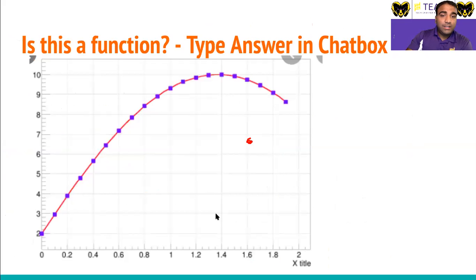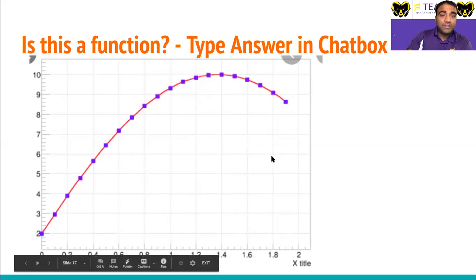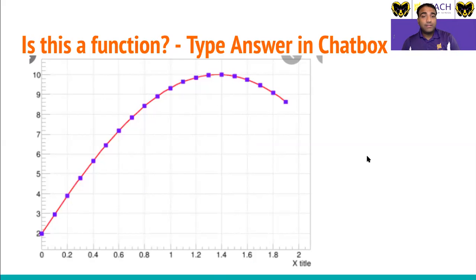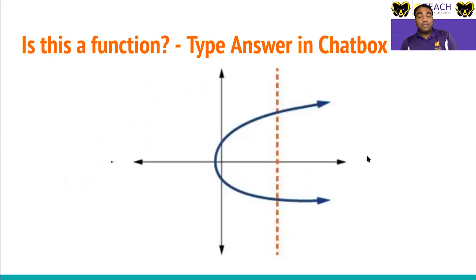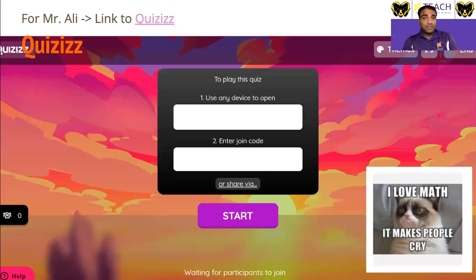So go ahead in the chat box. Does this pass the vertical line test? And now people will write their answer. Same here, but this one's kind of a giveaway because I went ahead and drew the vertical line there. And I'll just ask you, is this a function, and you'd say no, it's not a function, it does not pass the vertical line test. Perfect, that was it for the review.